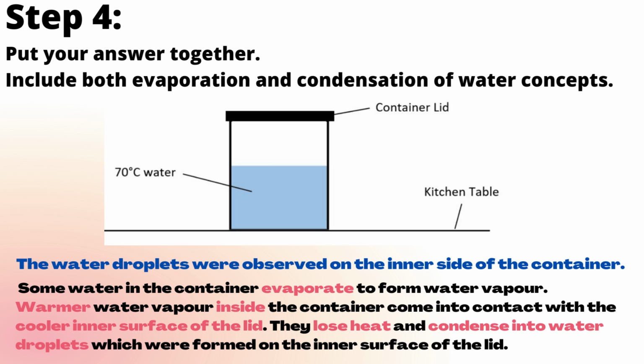Okay, so let's look at our first line of the explanation. Some water in the container evaporates to form water vapor. So that settles it. That first line of our explanation explains how the water vapor inside the container came about. It came about because the water evaporates and then it forms water vapor inside.